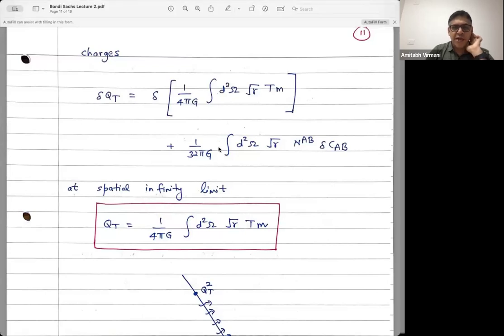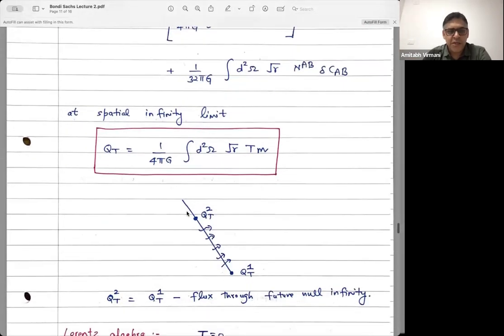So you cannot put the delta here. The delta has to be inside here. So this is the non-integrable piece. So this is the integrable piece. Here you can pull out the delta, but here you cannot pull out the delta. So this is the non-integrable piece. This non-integrable piece tells you about the flux of super translation charges. How the super translation charge changes when you go from one point to another point at null infinity.